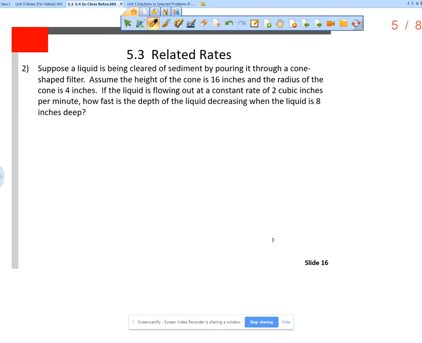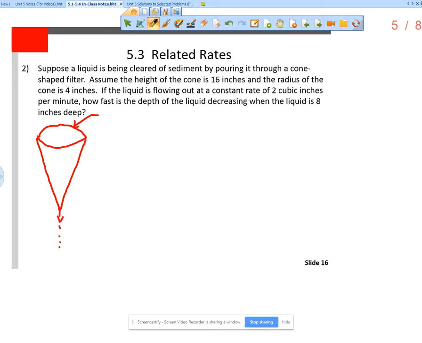First of all, we need to start with a picture. That is step 1. So I draw a picture. I have a cone-shaped filter here. The liquid is put into this filter, and then it flows out of the filter once it has been cleared of the sediment.